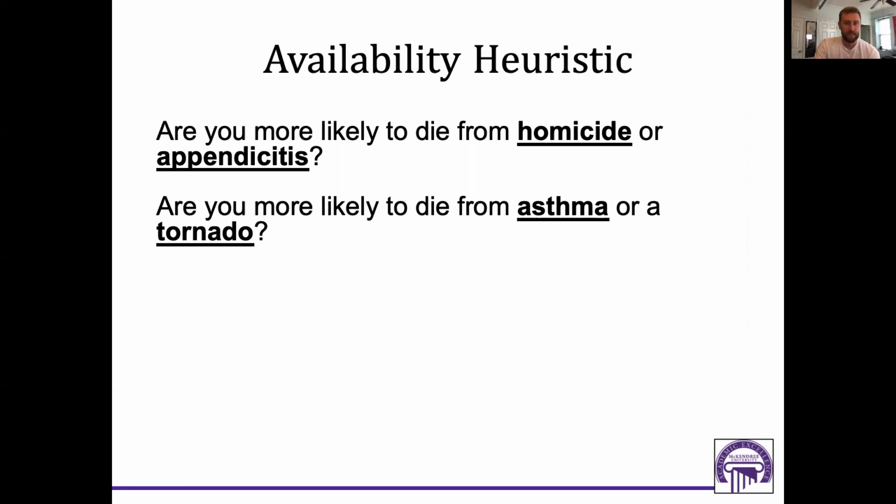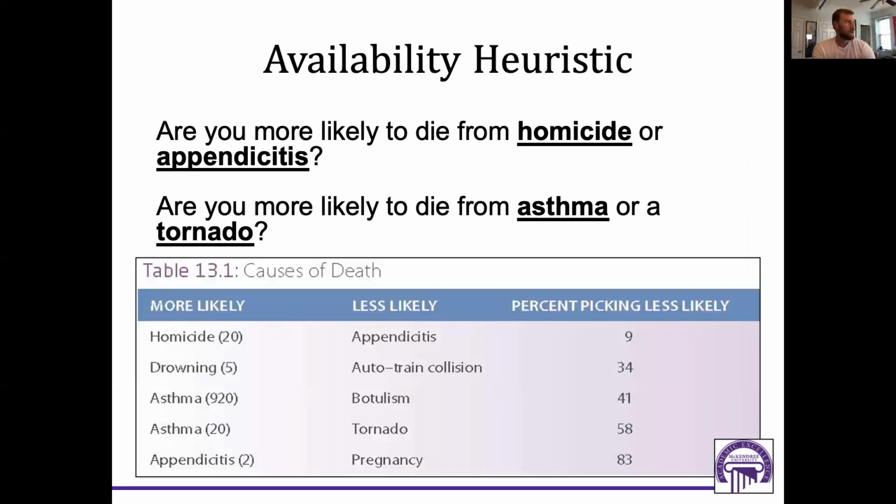So let's look to the table here. This was a part of a study. Participants were given 2 alternatives to choose from, and they were just to say which are you more likely to die from? Okay. So here we have our causes of death. We have the more likely of the 2 alternatives listed here in the leftmost column, the less likely of the 2 alternatives listed here in the middle column, and then we have in this study, percent picking the less likely.